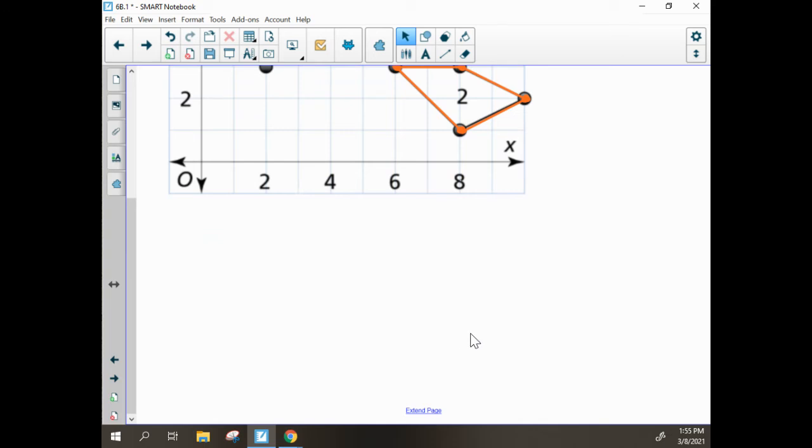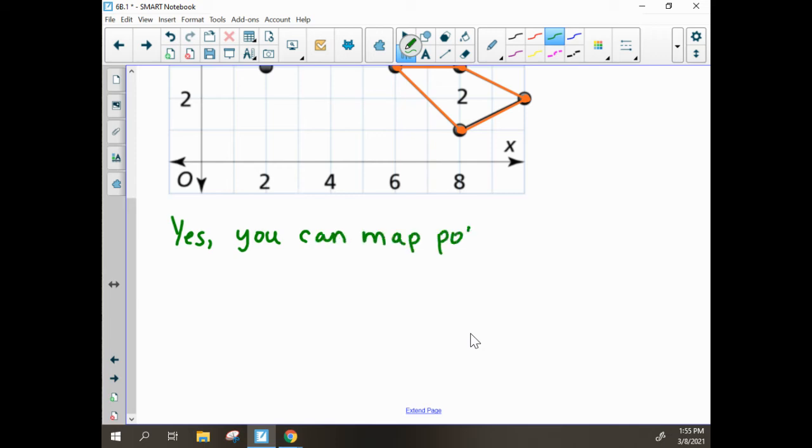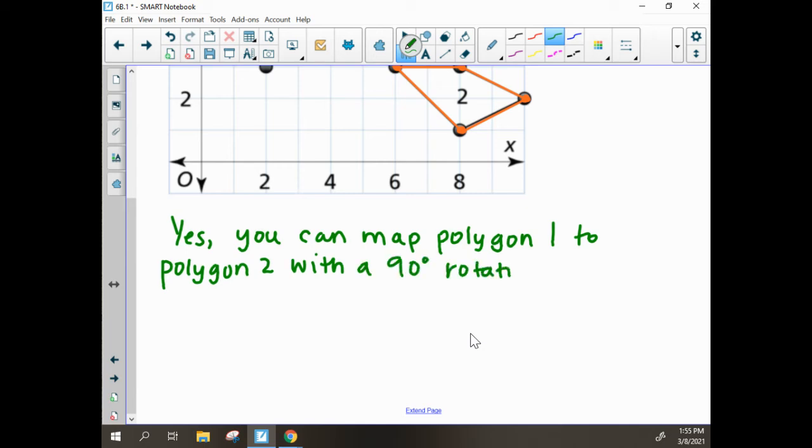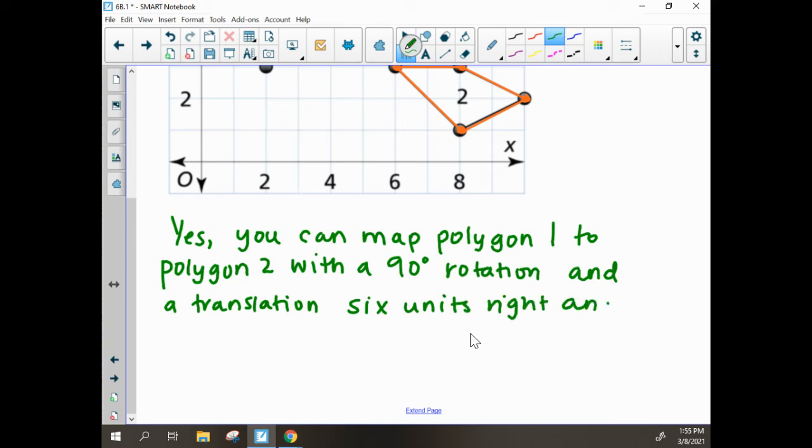So then once again, we go ahead and we say yes, because it's asking us if they're congruent or not. You can map polygon 1 to polygon 2 with a 90-degree rotation and a translation six units right and 3 units down.